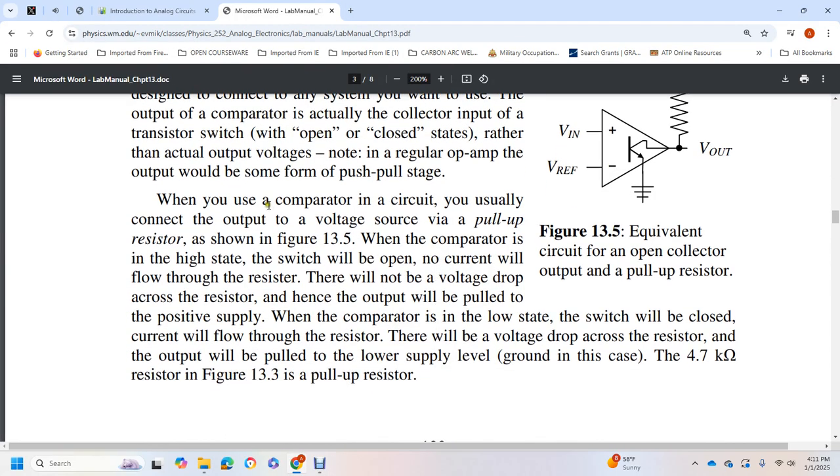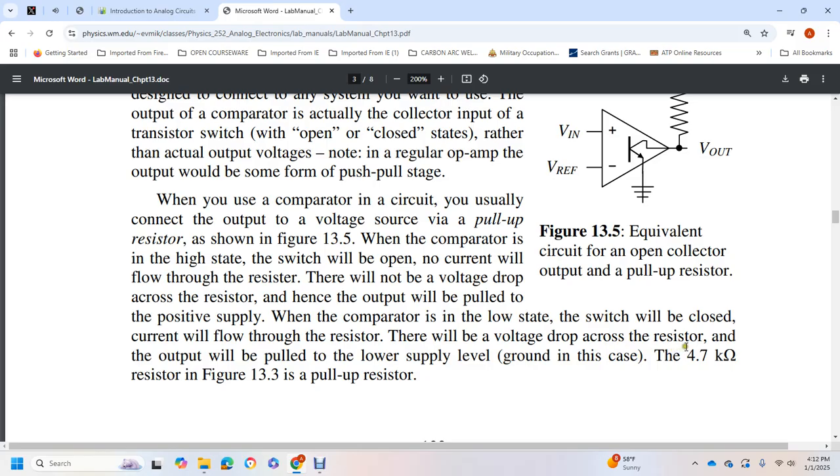When the comparator circuit is connected to the output voltage through the pull-up resistor shown in figure 13.5, in the high state the switch is open and no current flows through the resistor. There is no voltage drop across the resistor, hence the output is pulled up to the positive supply. When the comparator is in the low state, the switch is closed and current flows through the resistor. There is a voltage drop across the resistor, and the output is pulled down to the lower supply level, ground.